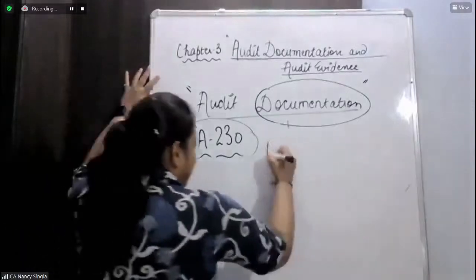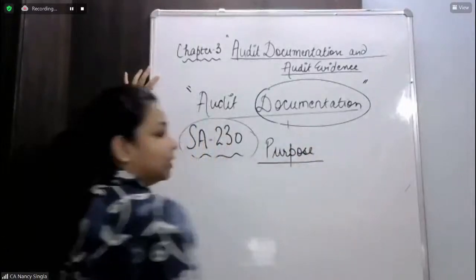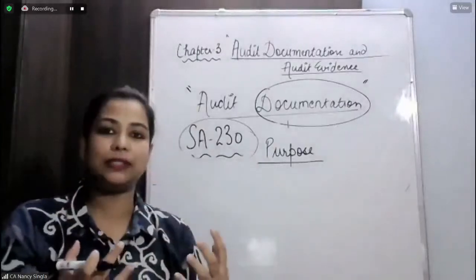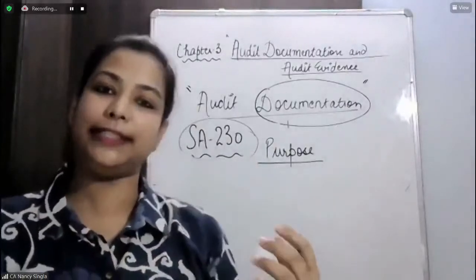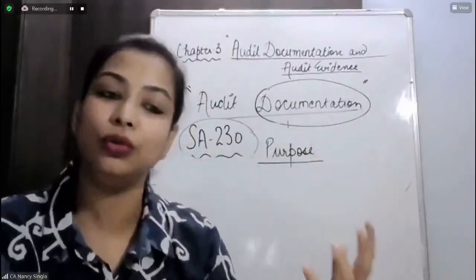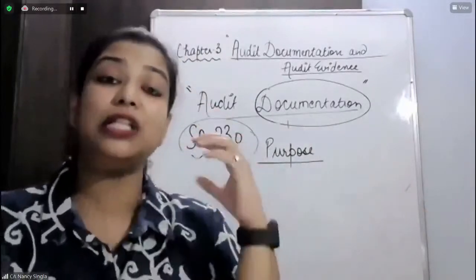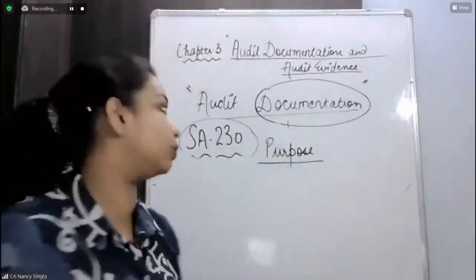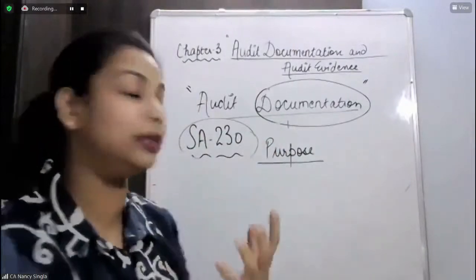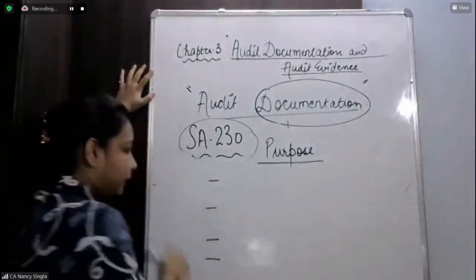The SA says, see, if you will maintain the audit documentation now, so Mr. Auditor, it will help you in a number of ways. I understand, SA 230 says, that you have to devote extra time, you have to devote your team members towards maintaining this audit documentation, but it will serve a number of purposes to you. The auditor asked SA 230 to discuss all those in detail. Now, we'll discuss them one by one.